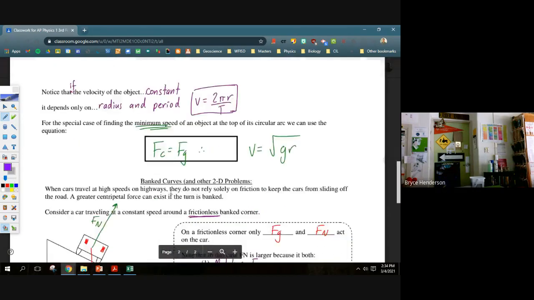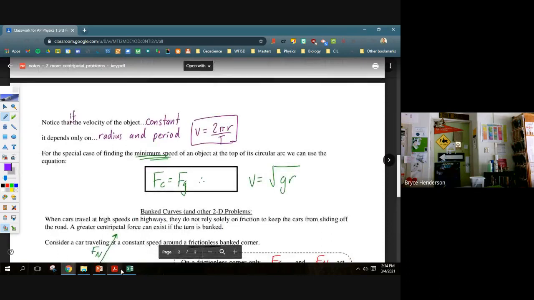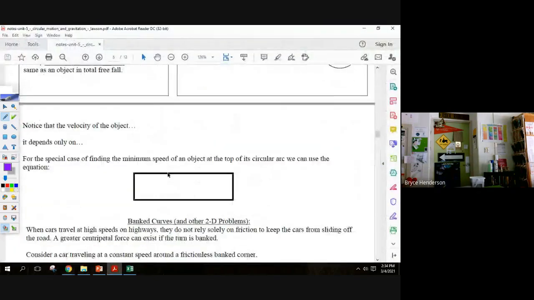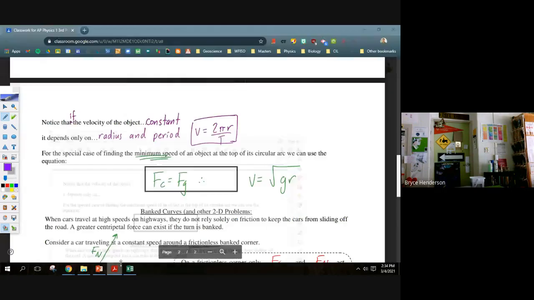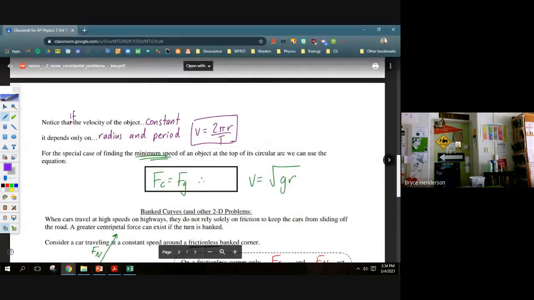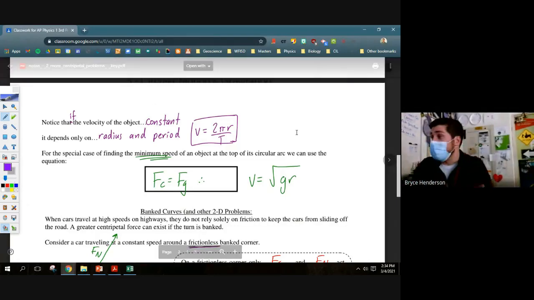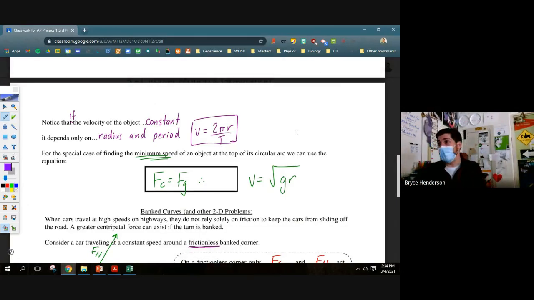So the big take-home message, you can flip over to the backside. Right here, this is what we're going to fill in. If the velocity of the object is constant, then that means the velocity only depends on the radius and the period, which means centripetal force is equal to gravitational force. Fc is equal to Fg. Sorry, this is on the next page, page 3, people in the room.